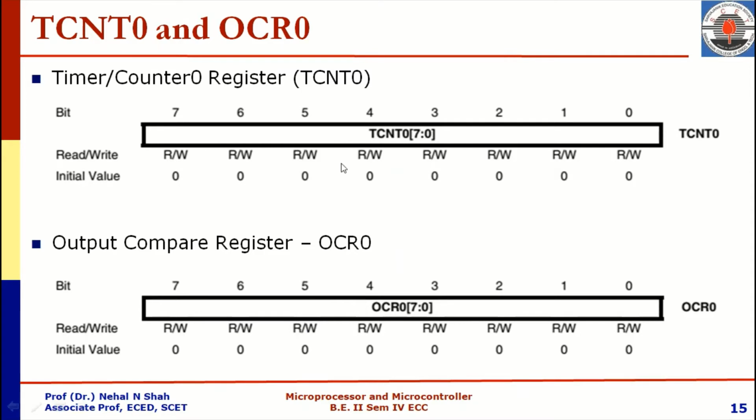Timer count register: we can observe all 8 bits are read-write bits and their initial value is 0. Output compare register, that is OCR register, is also of read-write type and its initial value is 0. During programming, both these registers are loaded with count and output compare match value respectively.